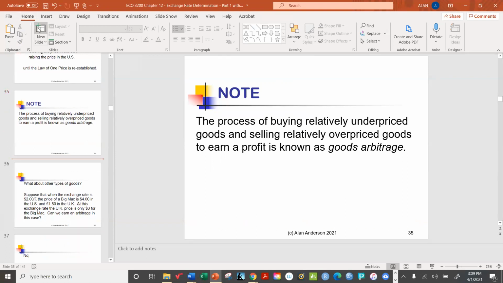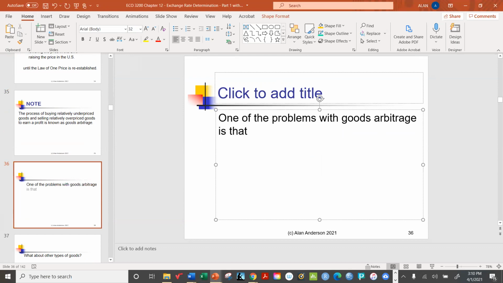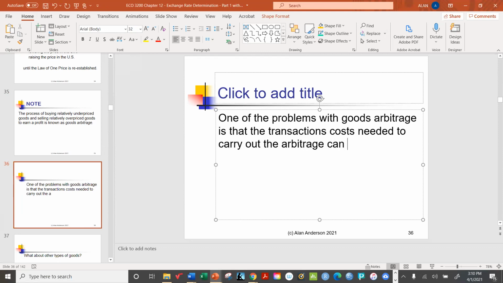Now, I'll just mention here as well, one of the problems with goods arbitrage is that the transaction costs needed to carry out the arbitrage wipe out any arbitrage profits. This is a real problem, which helps limit the amount of goods arbitrage that can take place.